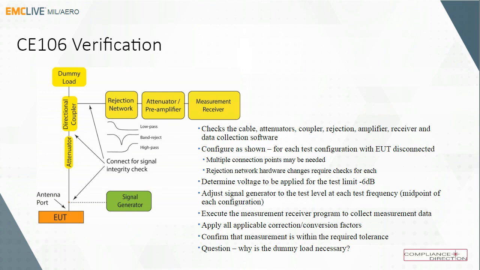So we inject a signal at the end of the cable through the attenuator, through the directional coupler, over to the rejection network, and that could take on a low pass, a band reject, or a high pass.